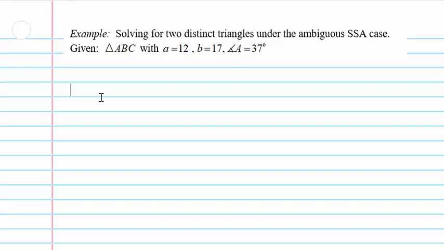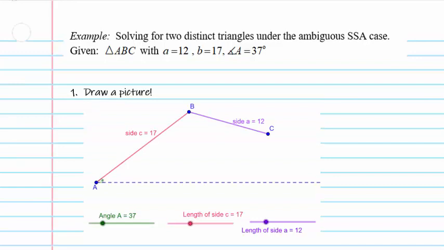So for this problem, we're given a triangle ABC with angle A being 37 degrees, side little a being 12, side B being 17. So first of all, let's draw ourselves a picture. Here's mine from GeoGebra. Obviously, if I was going to be doing this on paper, I would be drawing this by hand.